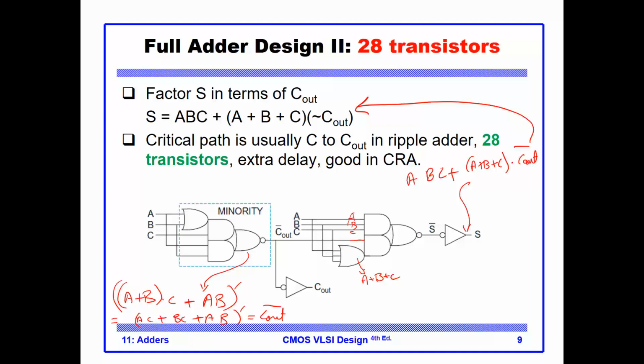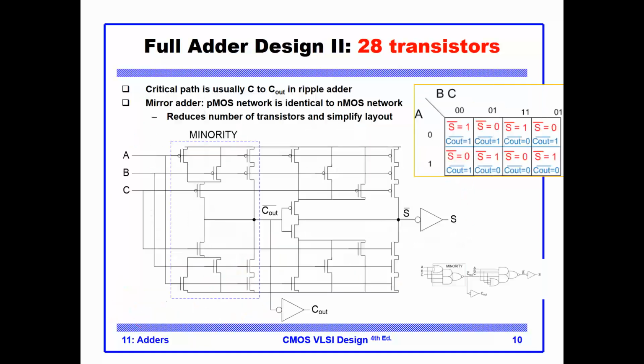Okay, now let's see how we implement this in transistors. So this is the logic gates, and this is the transistor level. You can see here the Cout prime. So here is A, these are A, this is A.